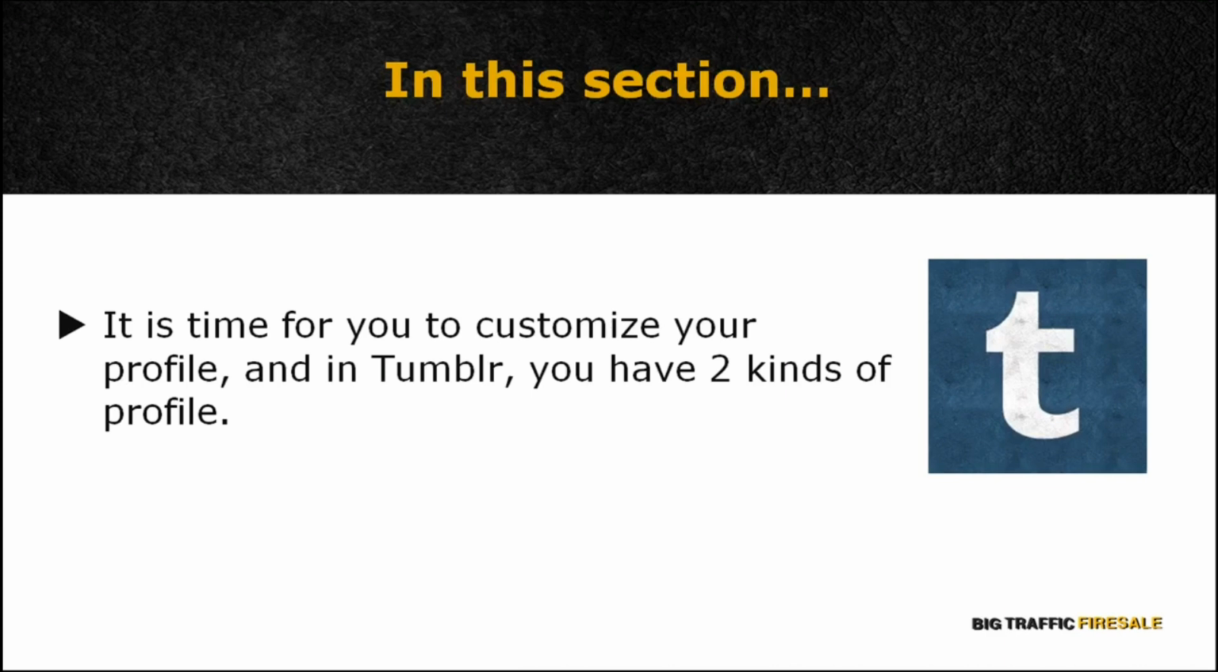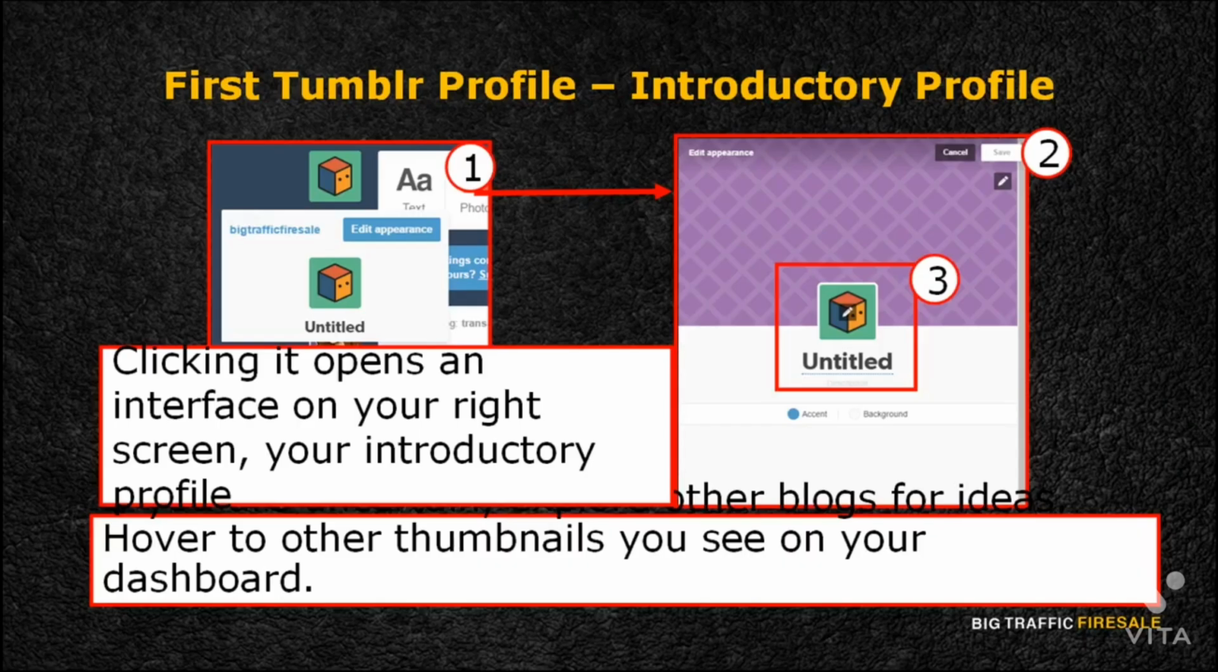There are two kinds of profiles in Tumblr. Let us explore the first one. Continuing from your dashboard, you see a thumbnail on the top left screen. Clicking it opens an interface on your right screen. This is an introductory profile. Users get a glimpse of what your blog's all about in this section. It looks empty now because you've yet to post anything.